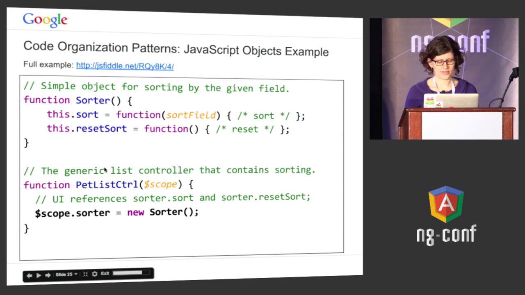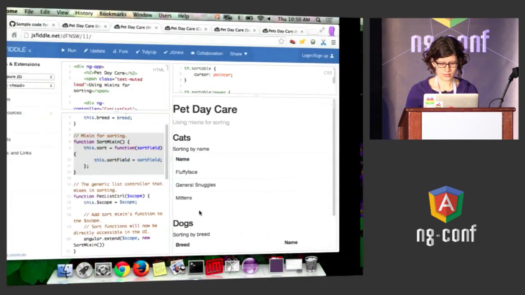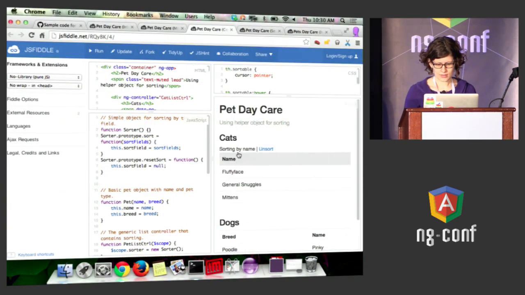So here's another example with sorting. I have a sorter object, and I just create a new instance of the sorter object in my list controller. The problem with this, well, not problem, but the difference between this and the mixin is that now the UI has to reference sorter.sort, sorter.resetSort, et cetera. But you can see, though, if you had a controller with 6 or 7 mixins, this is a little more understandable to see where your code is coming from when you try to find it in the UI. And here's my example. I added some more features. You can unsort, et cetera.